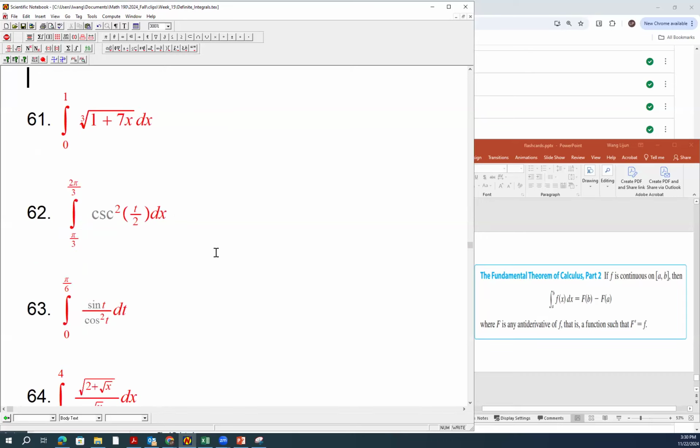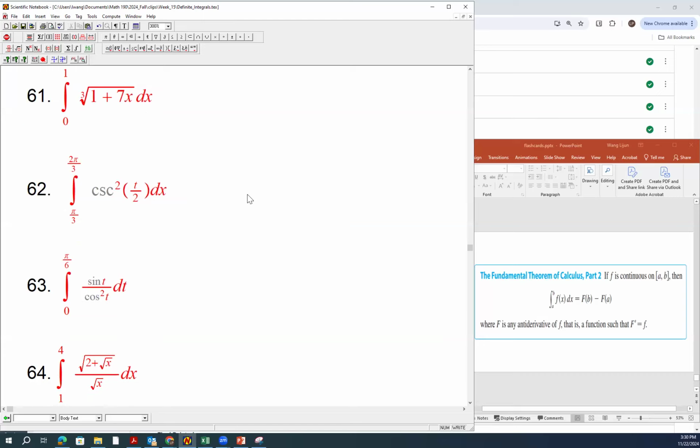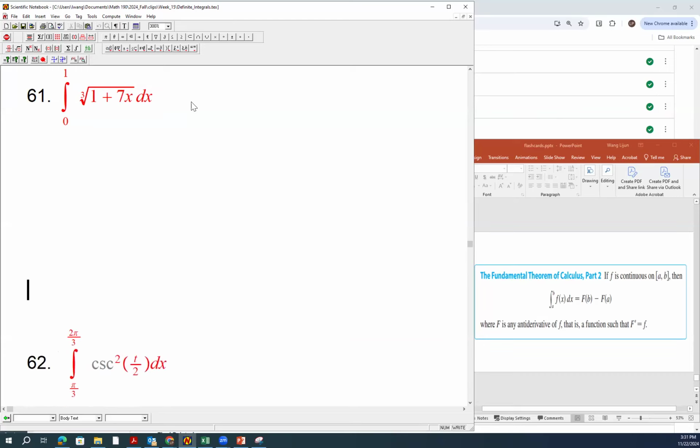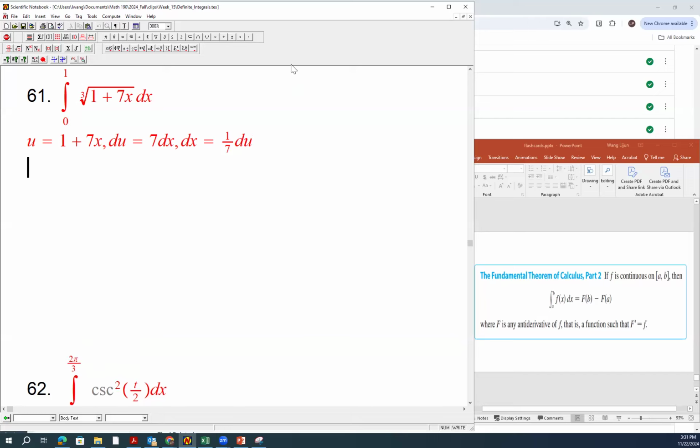And the next one, 61. Okay, this is a root related question again, and it's pretty much clear how we're going to substitute. So u is going to be equal to 1 plus 7x, and du equals 7 times dx. And dx, of course, equals 1/7 du.